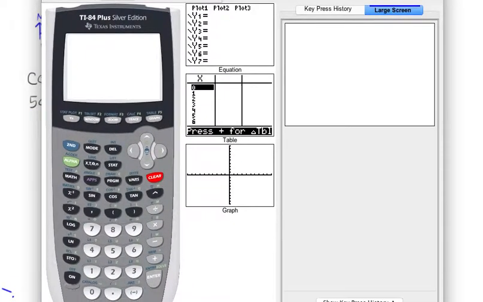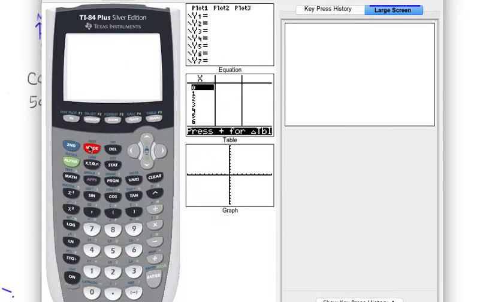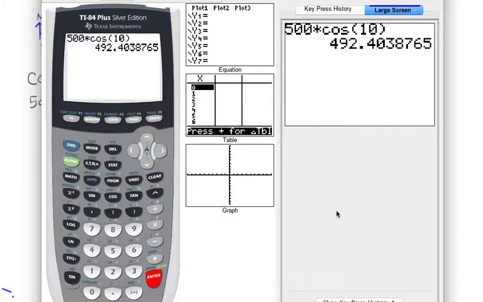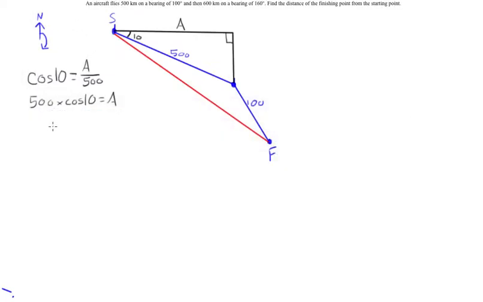You may have a different calculator, that's fine. Just make sure whatever calculator we use, we have it put into degree mode since we're using degrees. So I have 500 times the cosine of 10 degrees. And that gives me 492.40. So side A is 492.40.